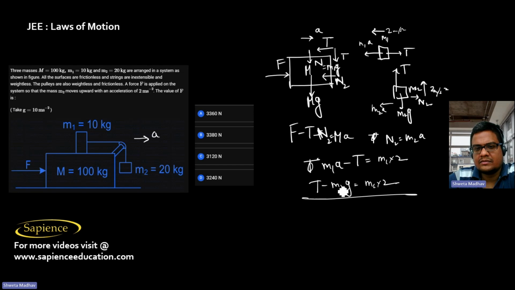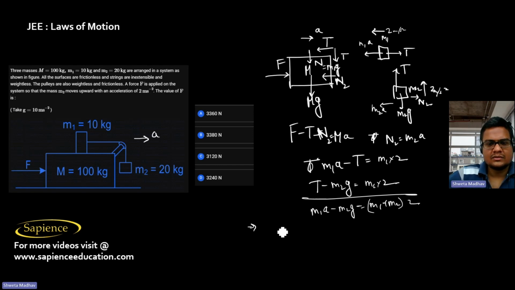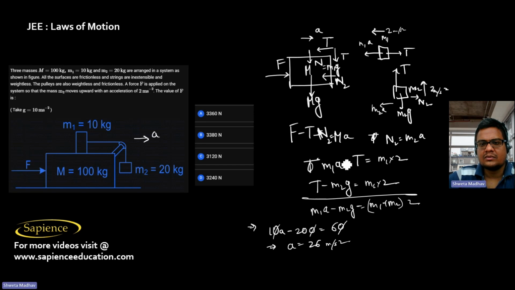So now if we add them, then T will get cancelled. Then we will get M1a minus M2g is equal to M1 plus M2 into 2. From here acceleration we can find. So 10a minus M2 is 20, 20 into g, that is 10, 200, is equal to M1 plus M2, that is 30, 30 into 2, that is 60. So 10 we can take common and cancel, and so a will be equal to 26 meters per second square.